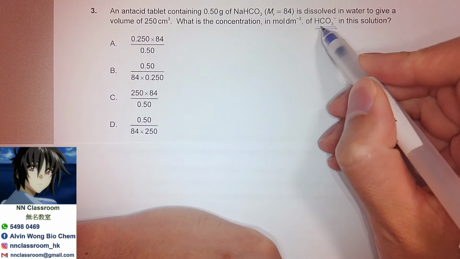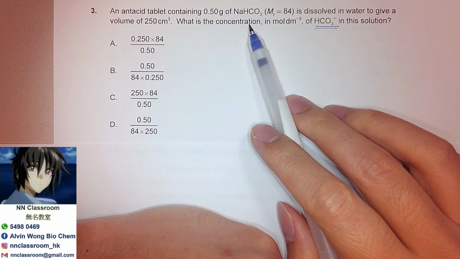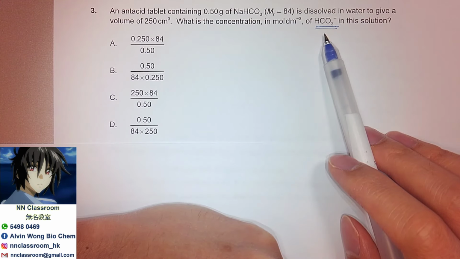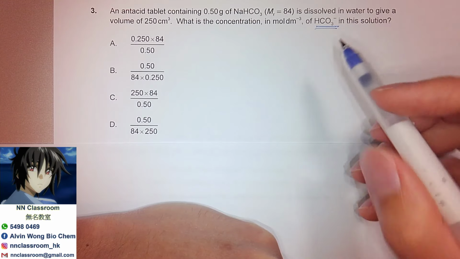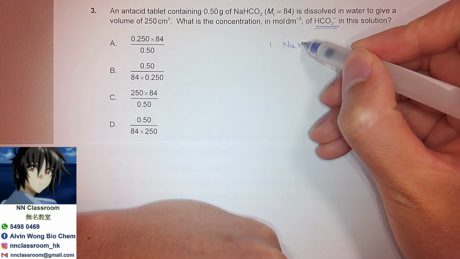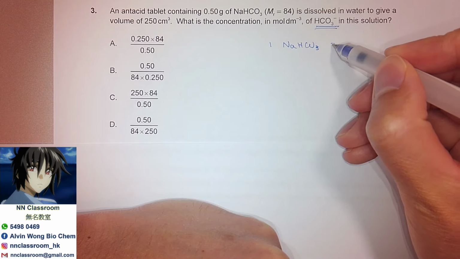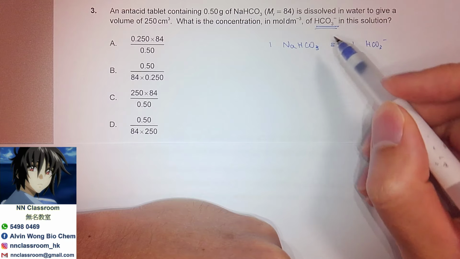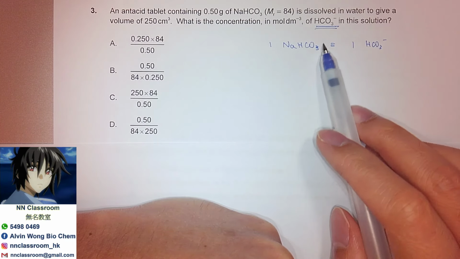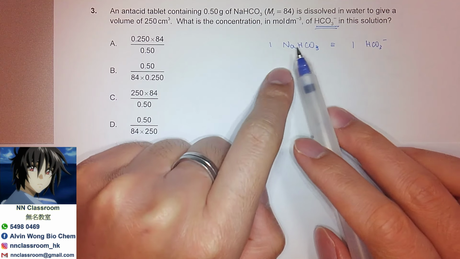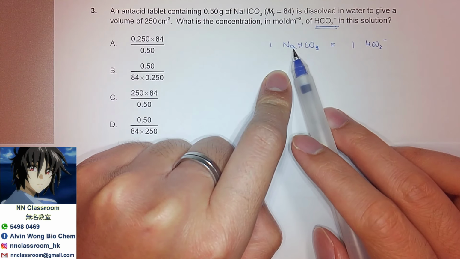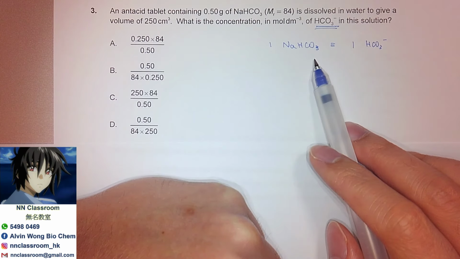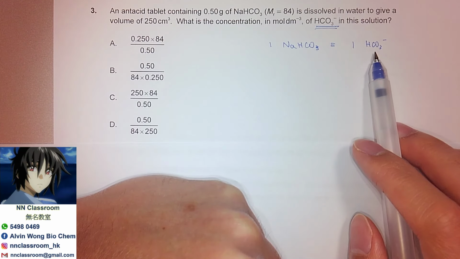So that means the major actor for this question is not the whole thing of sodium hydrogen carbonate, but only the hydrogen carbonate ions inside. But the thing is, we know that within one unit of NaHCO3, we have one unit of HCO3 minus. Why? Because within the formula, we see a 1:1 mole ratio between sodium ion and the hydrogen carbonate ions. So that's why within 1 mole of this entire unit, we still have 1 mole of the hydrogen carbonate ions.